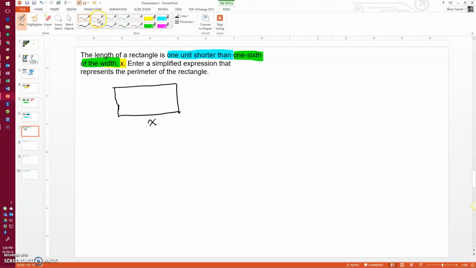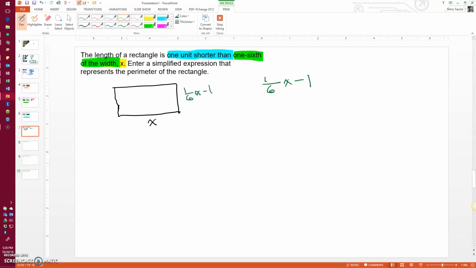So 1/6 of the width, well, that's pretty easy. That's going to be 1/6 of the width, 1/6 times x. But it's got to be 1 unit shorter, so we have to subtract 1 after that. So our length is going to be 1/6 times x minus 1.